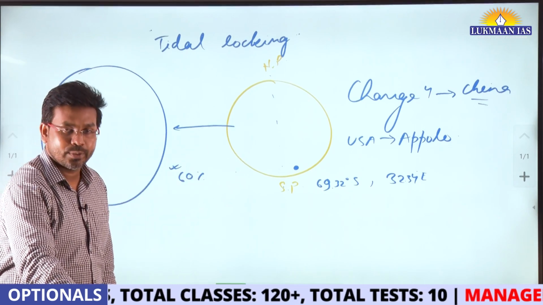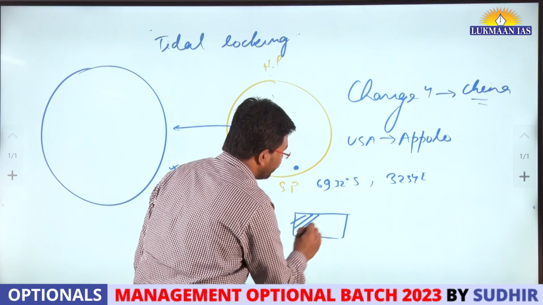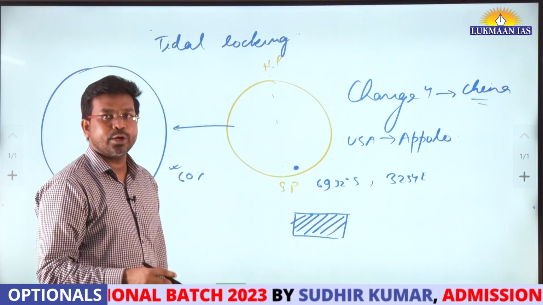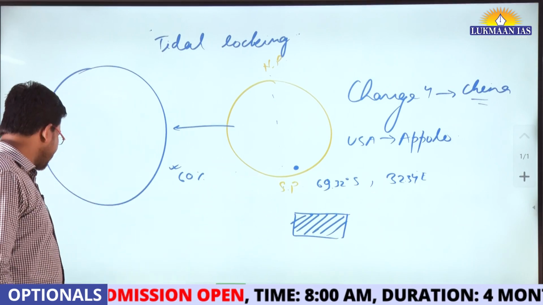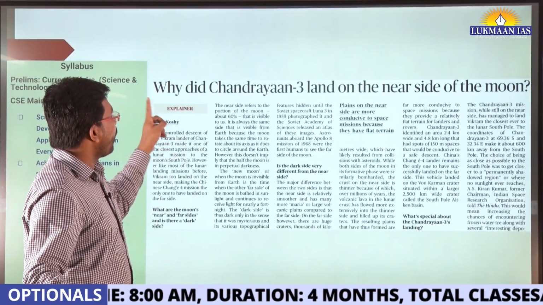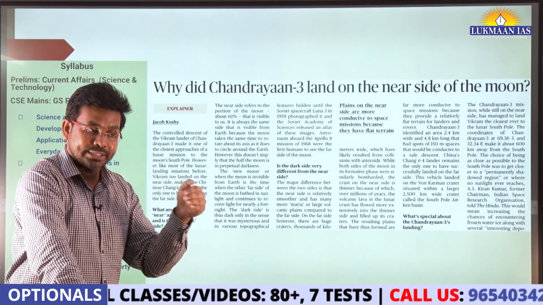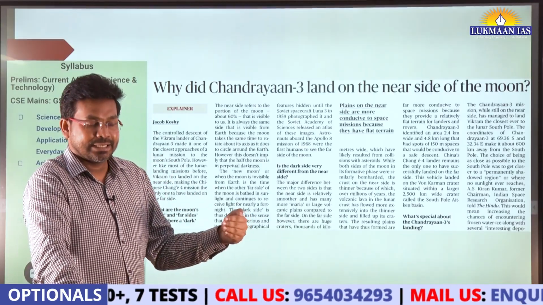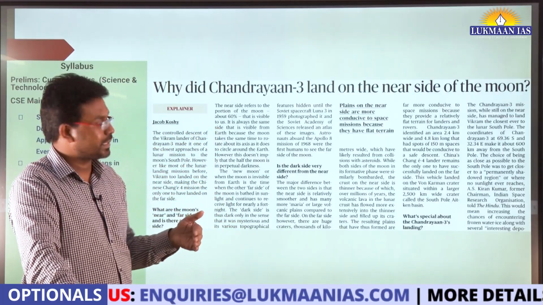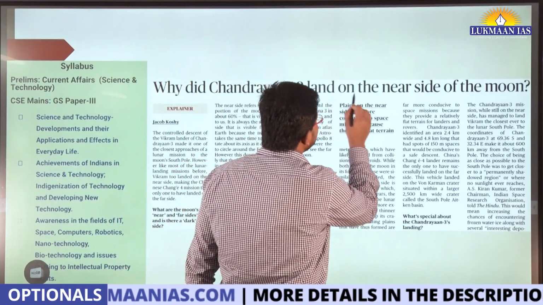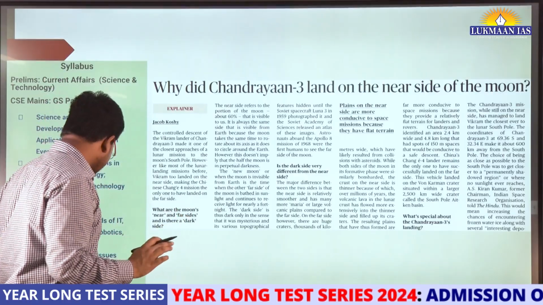This is considered the near side of the Moon because here the terrain on the surface of the Moon is smooth, and the lander and rover are easily able to travel over here. So that's why we have done it. In this topic, they have answered why Chandrayaan landed on the near side of the Moon. Near side means near the southern pole of the Moon, near a place where sunlight is never received, like that. So here it says plains on the near side are more conducive to space missions because they have flat terrain. So this is the reason.